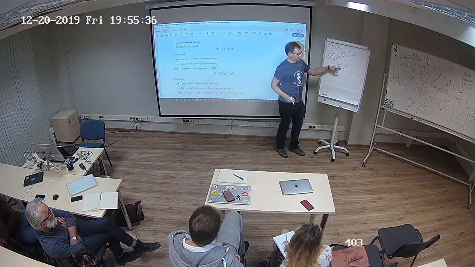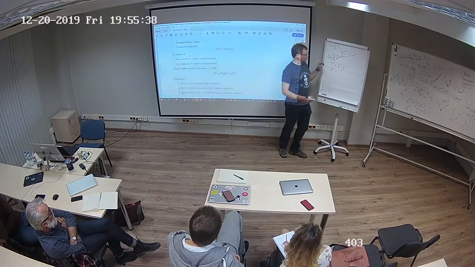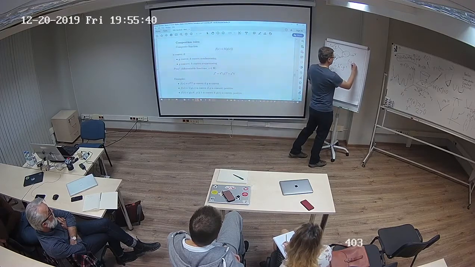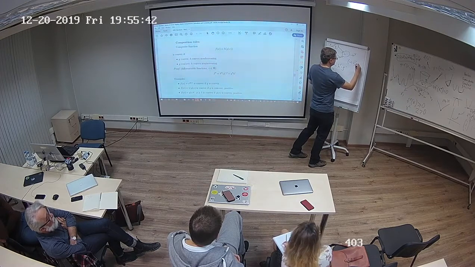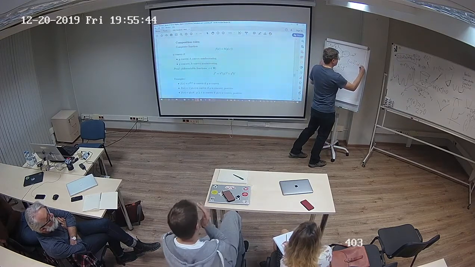This is what? A product of two functions. How do we differentiate a product of two functions? u multiplied by v. It's u prime multiplied by v plus v prime multiplied by u, yeah?